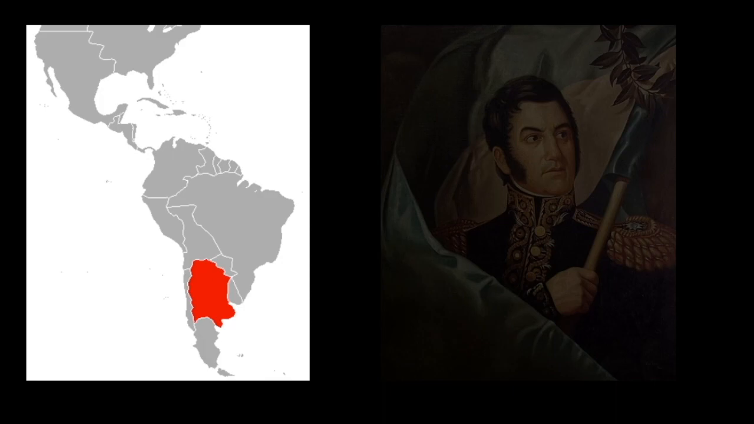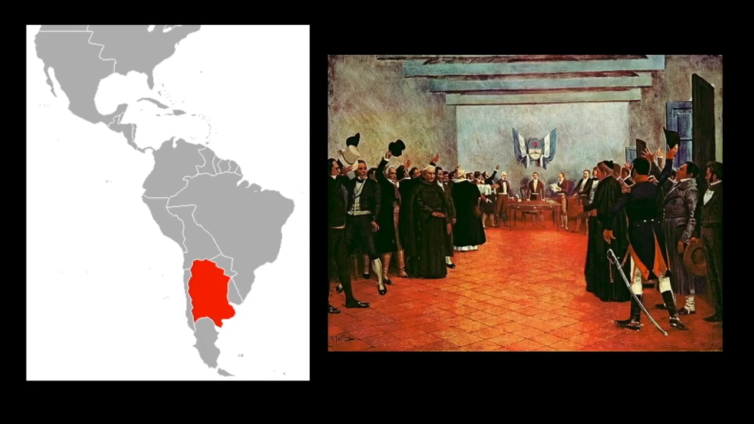The Congress had initially tried to fill this vacuum by appointing a sequence of supreme directors who were supposed to administer the country while the Congress finished drafting the first constitution. Well, this constitution was finished back in 1819, but it was rejected by most of the provinces. And then in 1820, the final supreme director dissolved the Congress and immediately resigned his own office.